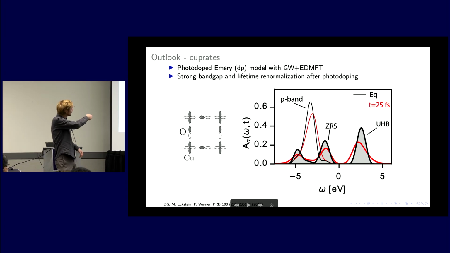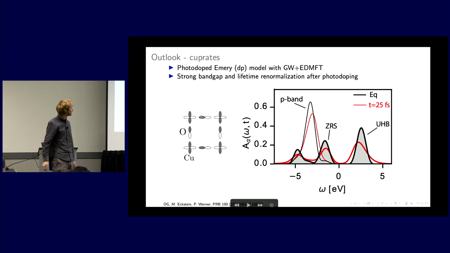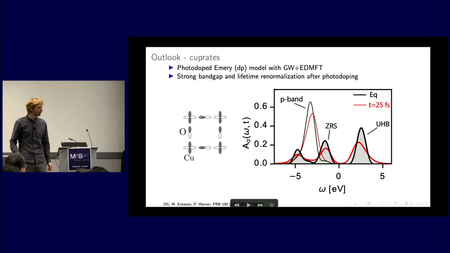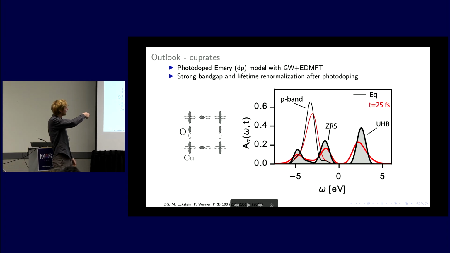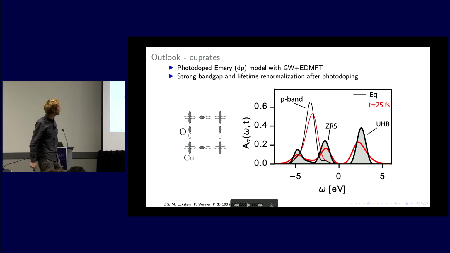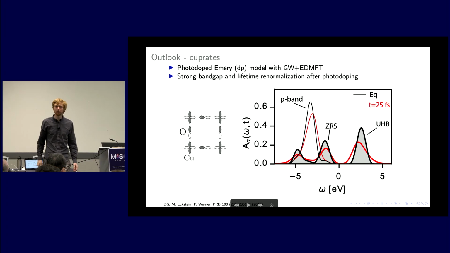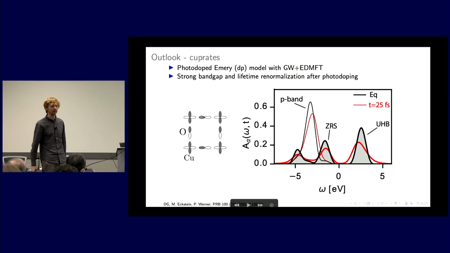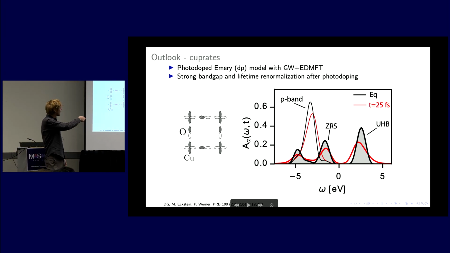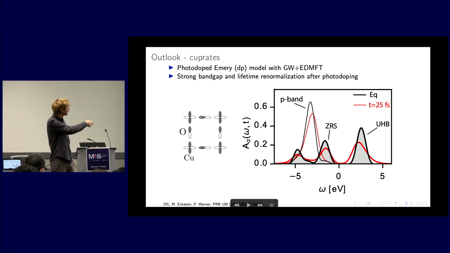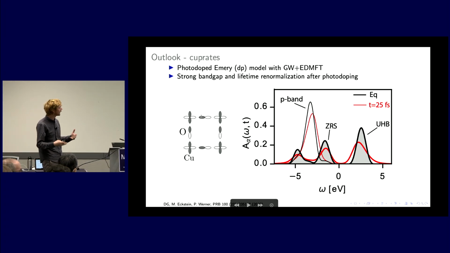And on the right, I show the main results. This is the spectral function as a function of energy. The black lines correspond to equilibrium, and the spectrum is separated into the upper Hubbard band, the Zhang-Rice singlet, and here the p band. The red lines correspond to some delay time after photoexcitation. The main thing you have to see is that the spectrum is slightly shifted. This is what Matteo was discussing today. And on top of it, there is a very strong broadening of, for instance, the upper Hubbard band. So we have a similar situation.